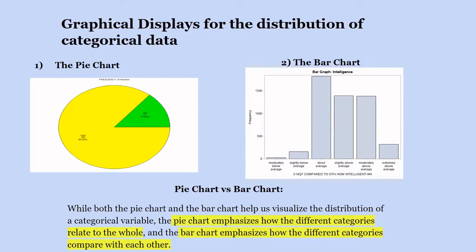There are two ways to display categorical data, which are the pie chart and the bar chart. A pie chart emphasizes how the different categories relate to the whole, while a bar chart emphasizes how the different categories compare with each other.